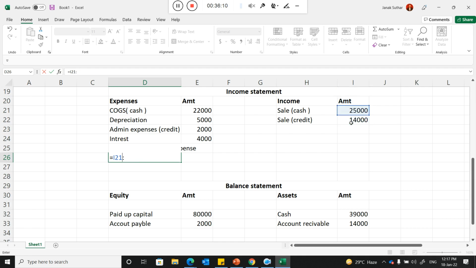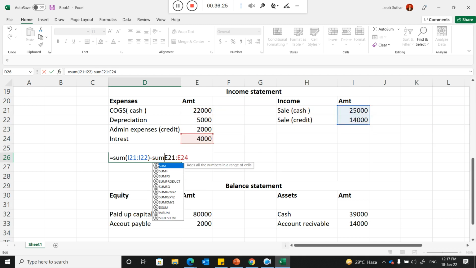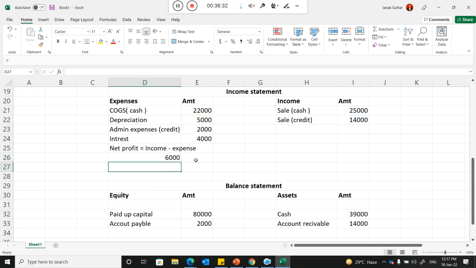So I just do the sum of the income, meaning both the incomes. Okay, and I minus the total expenses. So what is the net profit of the organization? 6,000. Is there any doubt how to calculate the net profit?